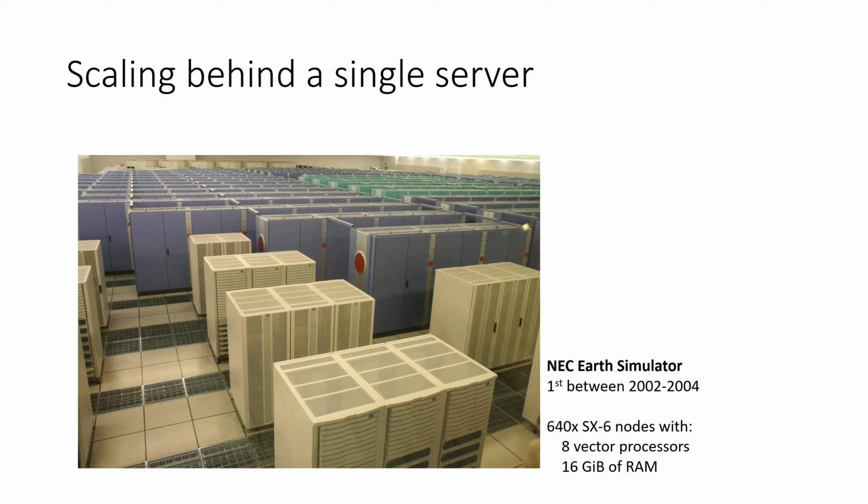This is a picture of the NEC Earth Simulator, which was the fastest computer in the world between 2002 and 2004. And here we can see that the strategy changed a little bit. So the NEC Earth Simulator was composed of 640 nodes, and each node, they were called SX6 node, had 8 vector processors, so this is on each node, and 16 gigabytes of RAM.